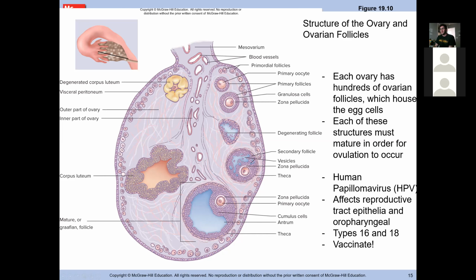So one common disease that can affect the cervix in females is human papillomavirus, and it can affect the reproductive tract epithelia and oropharyngeal tissue as well. It's a really simple vaccination that you can get, generally with a general practitioner, though probably not so much right now, given the pandemic. But there are very safe vaccinations that will help prevent the spread of HPV, right? Types 16 and 18 are definitely the most dangerous ones, and the vaccination helps protect against most of them.